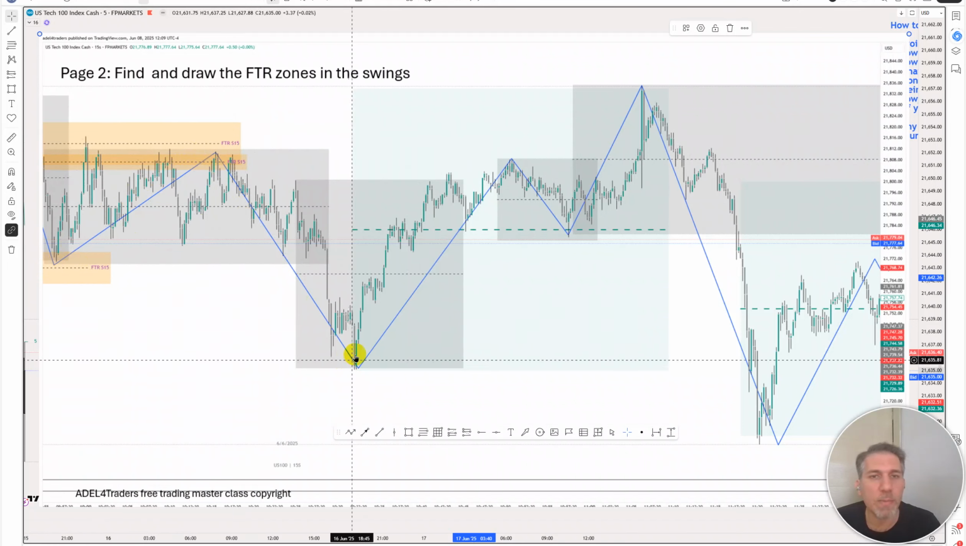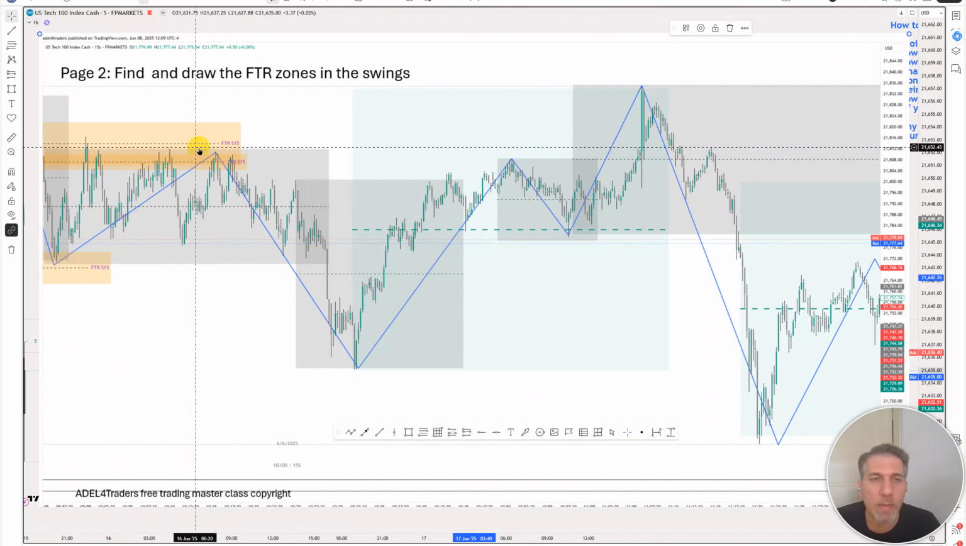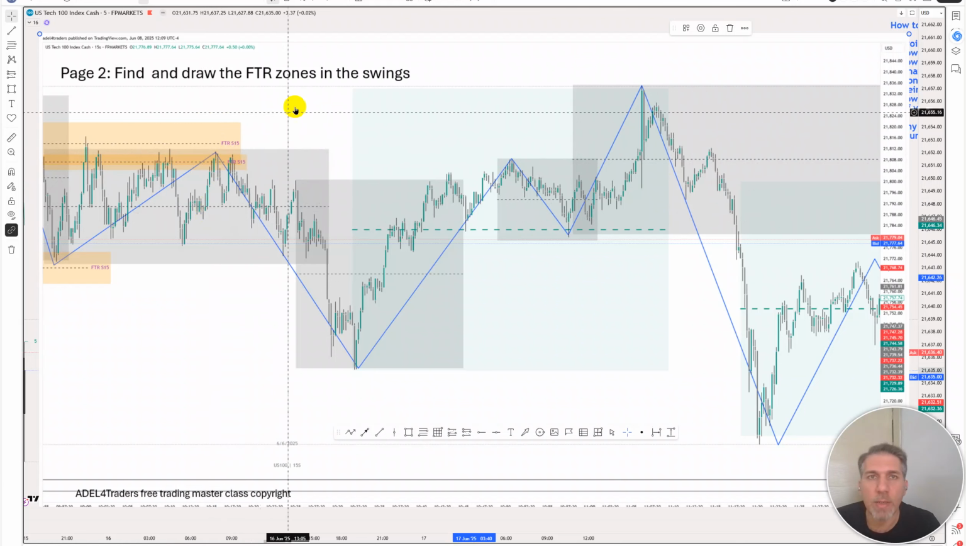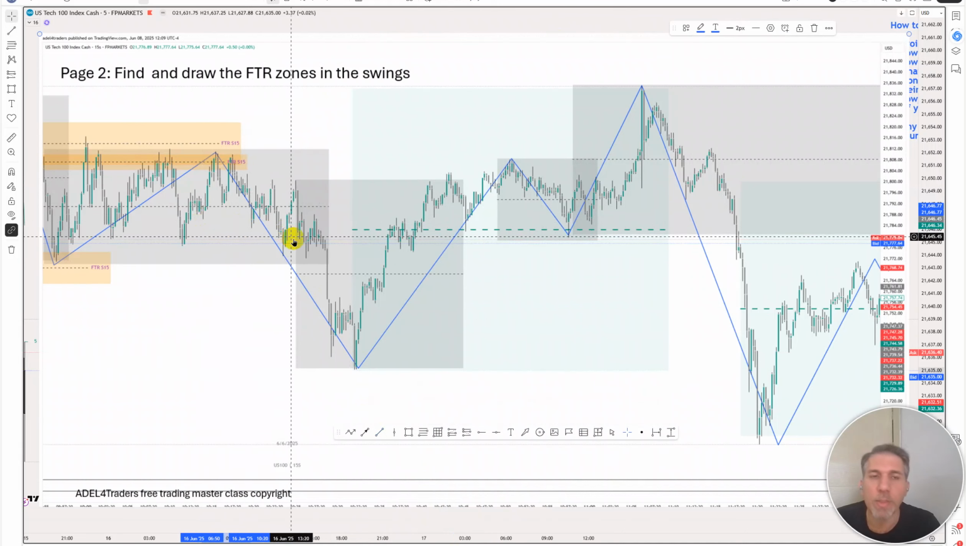Now we have this movement like this. This is our zone here. Now this is our highest point. This one is a double top, so you've got to take the second one. So this higher low led to this higher high. That's why we're going to plot a horizontal line on the chart.